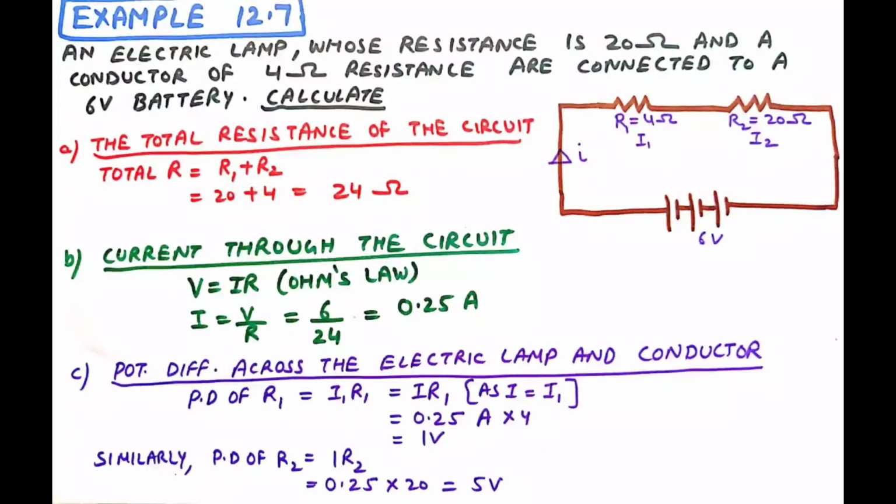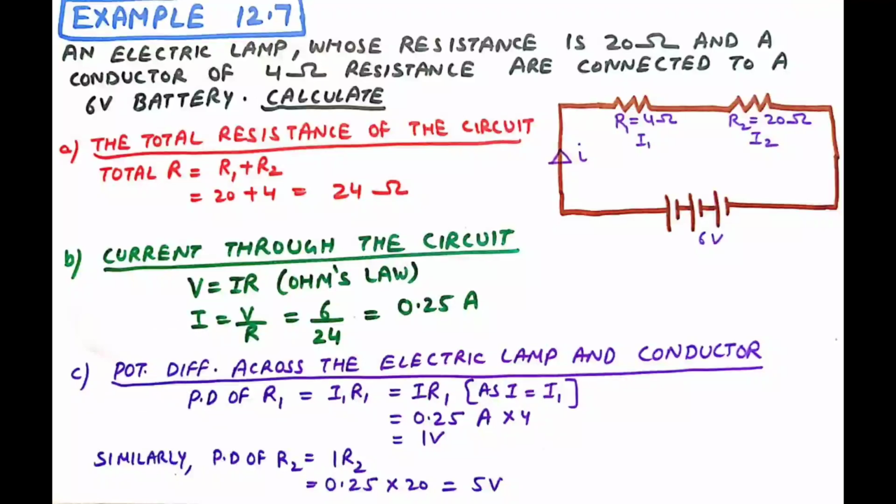Now let us solve a numerical based on series combination. So the question here says that an electric lamp whose resistance is 20 ohms and a conductor of 4 ohm resistance are connected to a 6 volt battery. Calculate part A, the total resistance of the circuit, part B, current through the circuit, and part C, potential difference across the electric lamp and conductor. So let's start the solution.